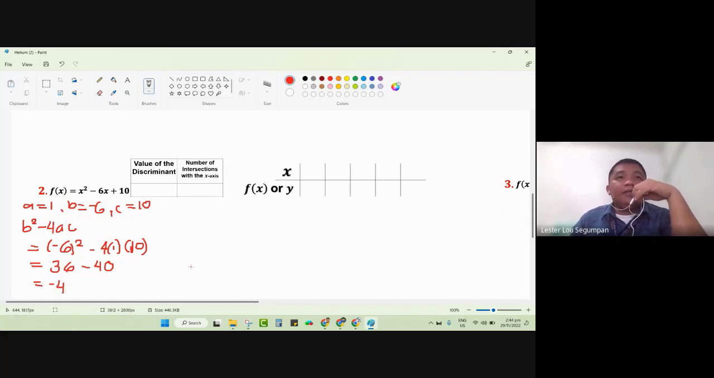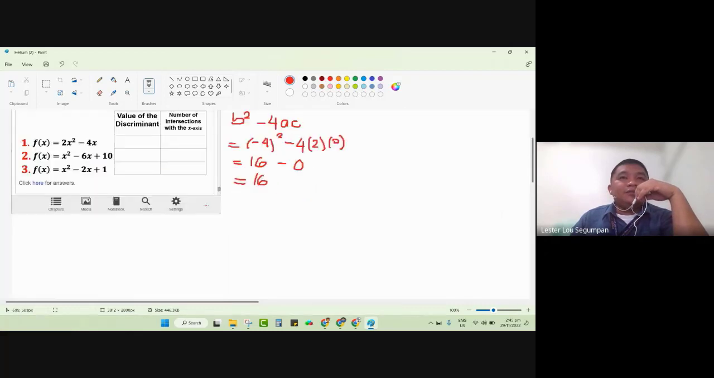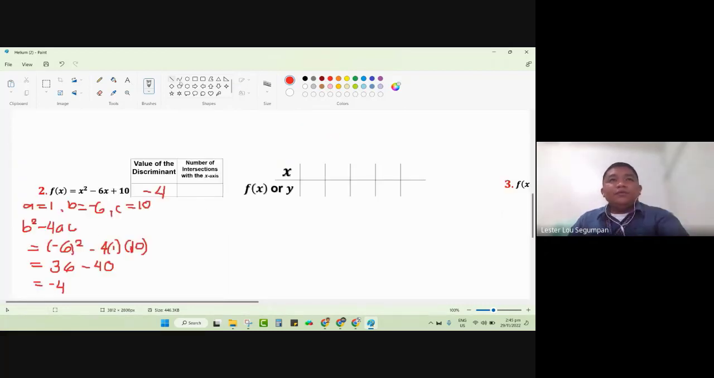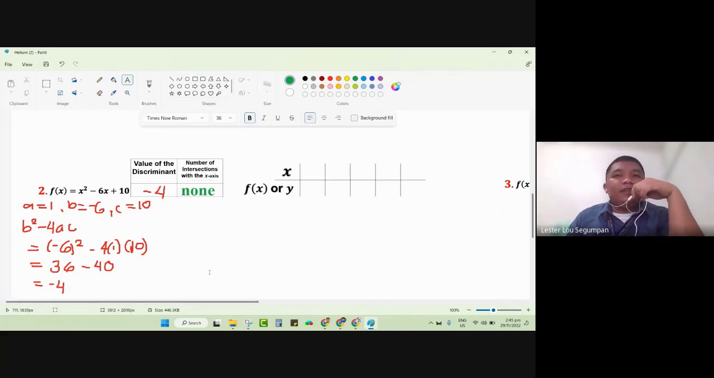If we're looking at it in terms of the nature of the roots, we know that the two roots are both imaginary and hence we don't have any solution. So the value of the discriminant is negative 4, and that could also answer the number of intersections with the x-axis. Using this concept here, if it's less than 0, the number of intersections we have with the x-axis is none, or you could simply say 0. Again, we will verify this later on in our graphing.